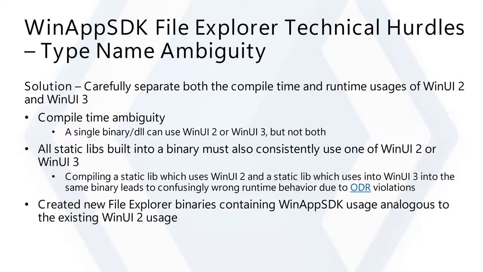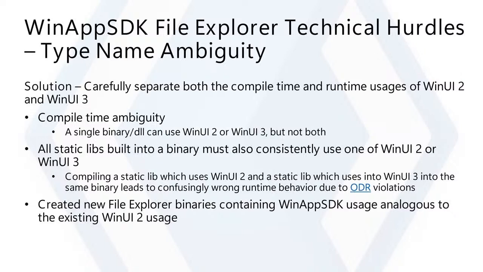The way we solved this was to enforce that a single DLL can only use WinUI 2 or WinUI 3, but not both. And the same applies to static libs. So for example, you can't have a DLL built against both a WinUI 2 static lib and a WinUI 3 static lib. It has to be just one or the other.